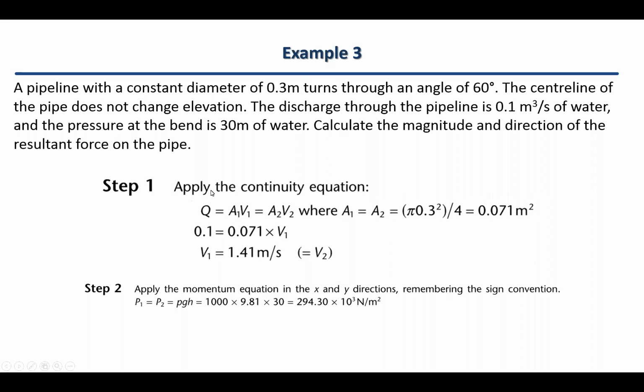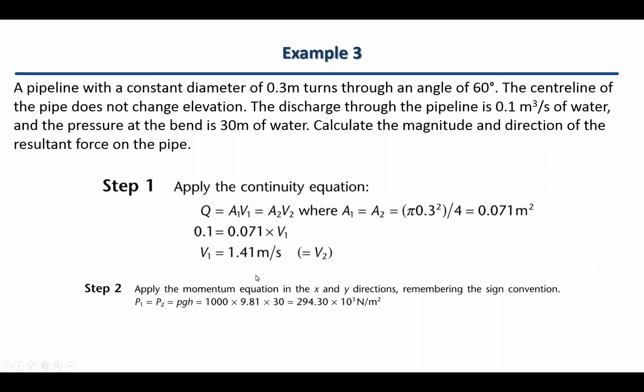The flow discharge is given to us as 0.1 cubic meters per second. You can substitute on the left-hand side and right-hand side. A1 we calculated now, and V1 can easily be calculated because the diameter is the same and the flow is the same. So the velocity is the same, which is 1.41 meters per second.